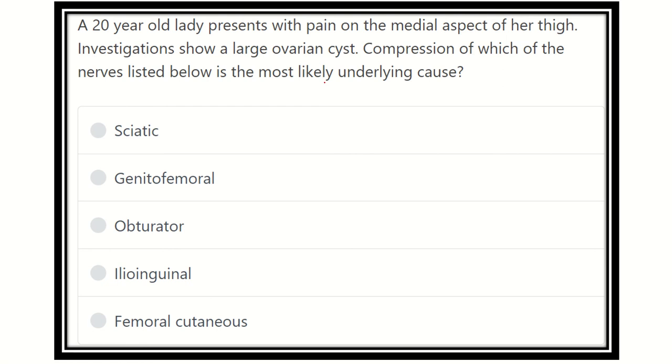So, after careful reading, now we have to pick up the most important point from this question. A 20 year old lady presents with pain in the medial aspect of the thigh, and there is a large ovarian cyst. So we have to find out the nerve compressed by the large ovarian cyst. This nerve is very closely related to the ovarian area, and it supplies the medial aspect of the thigh. So compression of this nerve causes pain in this area.